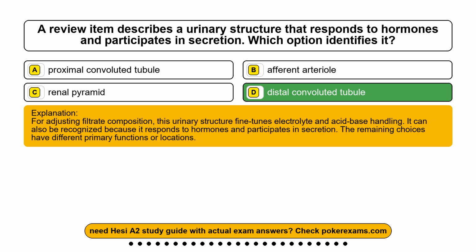For adjusting filtrate composition, this urinary structure fine-tunes electrolyte and acid-base handling. It can also be recognized because it responds to hormones and participates in secretion. The remaining choices have different primary functions or locations.